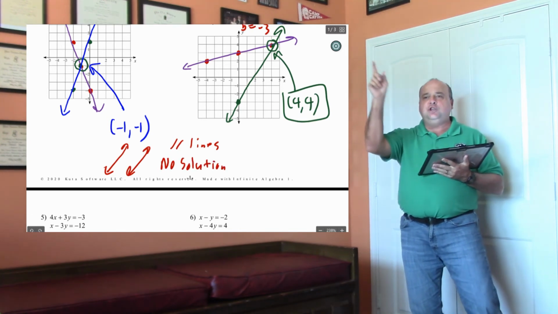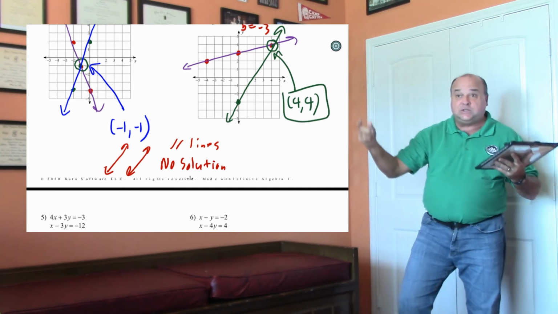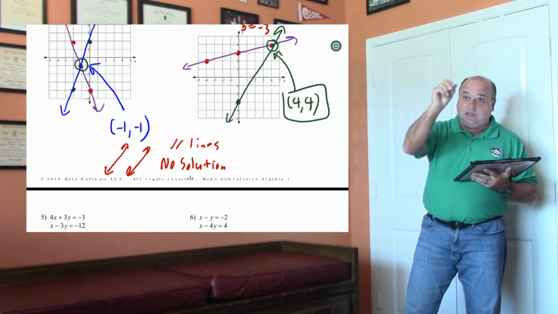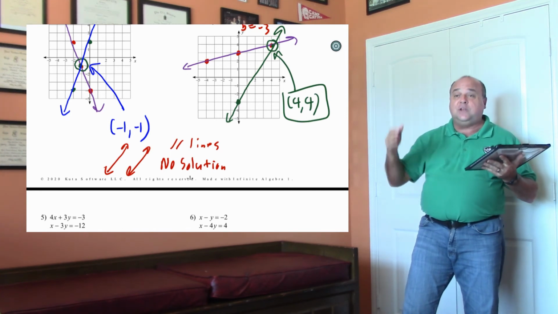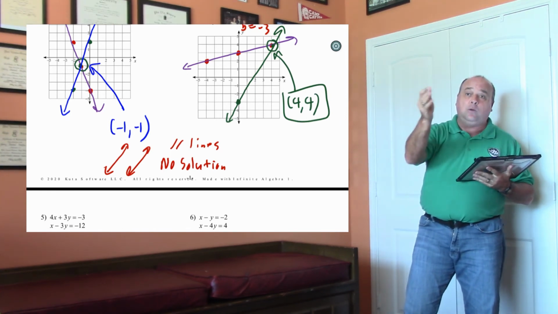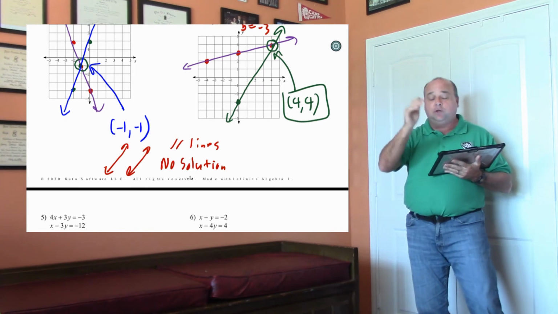So if the two lines you draw are parallel, which means the slopes are the same, we just did lessons about that, right? If the slopes are the same and the y-intercepts are different, the lines are parallel, they will not cross, there's no solution.